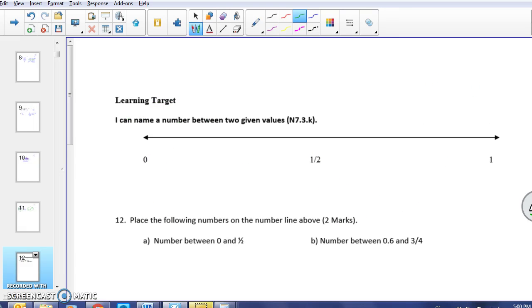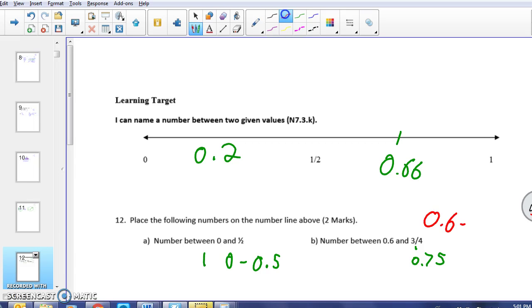Place the following numbers on the number line. A number between 0 and 1/2. Well, I'm going to pick 0.2 because I can. And a number between 0.6 and 0.75. Well, I know that this is 0.75 from my first question, so I need a number that's in the middle, and I'm going to put 0.66. So this one you could have any number between 0 and 0.5, and over here you could have any number between 0.6 and 0.75. So if you got those right, give yourself a mark out of 2.